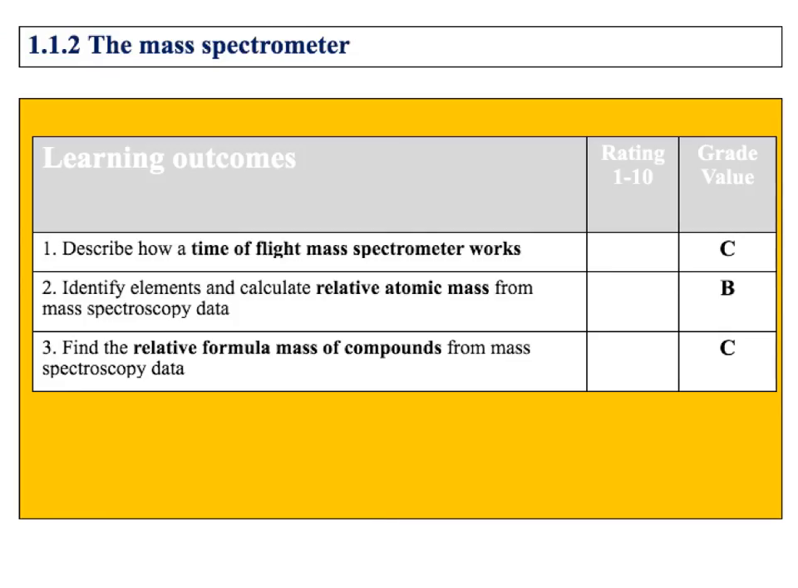So in this lesson we looked at how time-of-flight mass spectrometers work. We looked at identifying elements and calculating relative atomic mass from the mass spectra. And we looked at relative formula mass of compounds, also getting this information from the mass spectra.